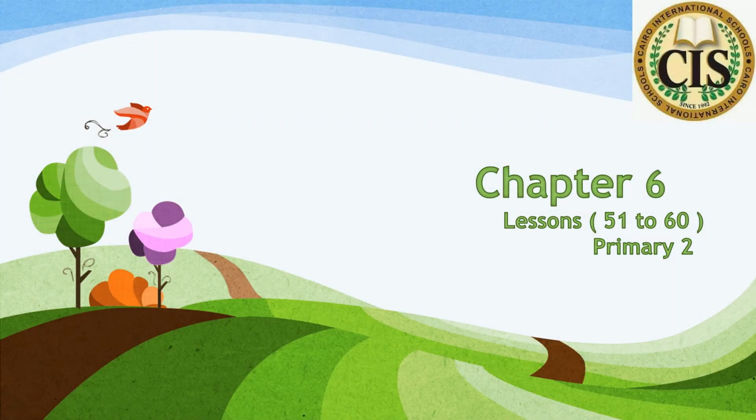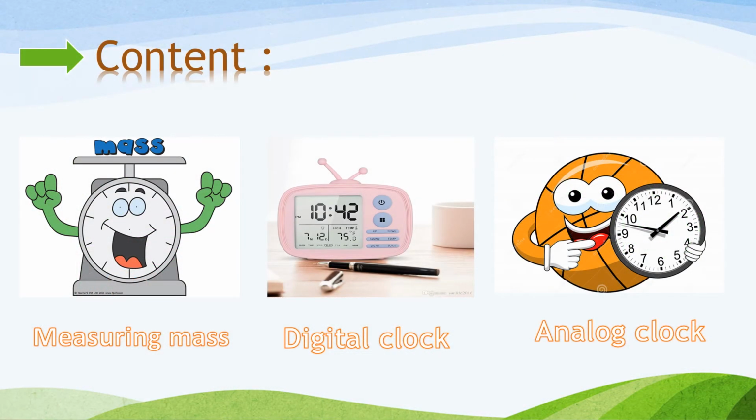How are you today? We will study chapter 6, lessons from 51 to 60. We will learn measuring mass, how to read the digital clock, and how to read the analog clock.